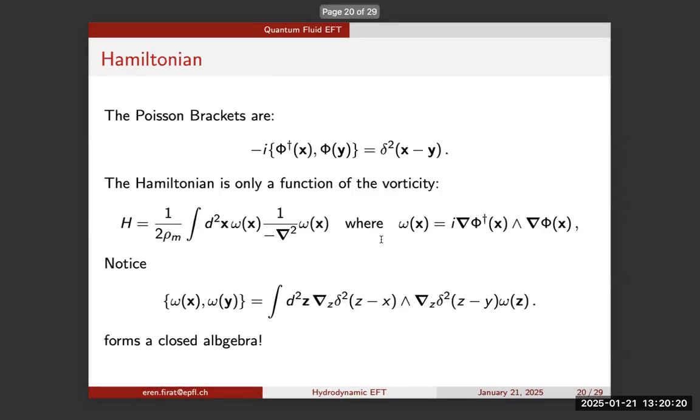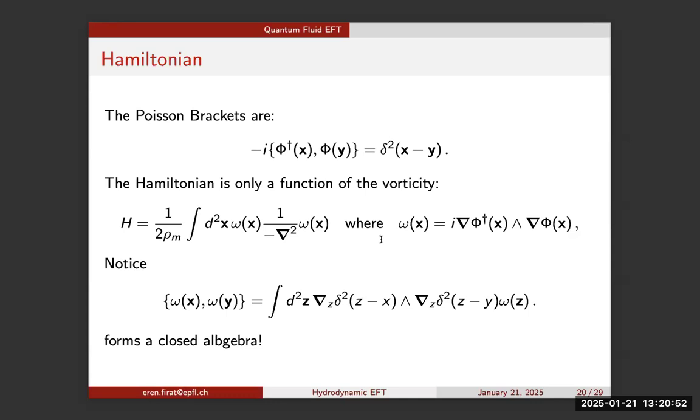And so when we compute the Hamiltonian, it is just a function of the vorticity, like this. Here we have used the fact that we have computed the Poisson brackets of this action, and we have derived the Hamiltonian. And what we see is that with this Hamiltonian, the Poisson brackets of the fields phi and phi dagger imply this algebra for the vorticity, which forms a closed algebra.